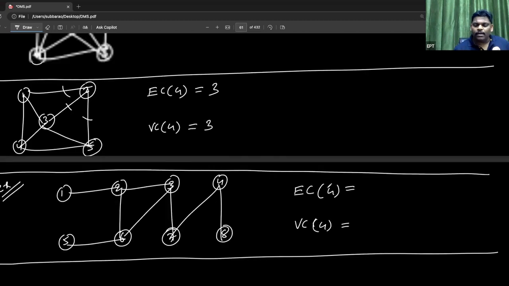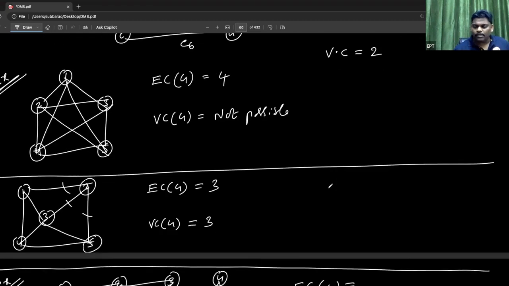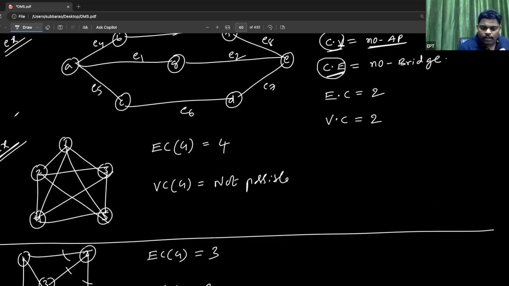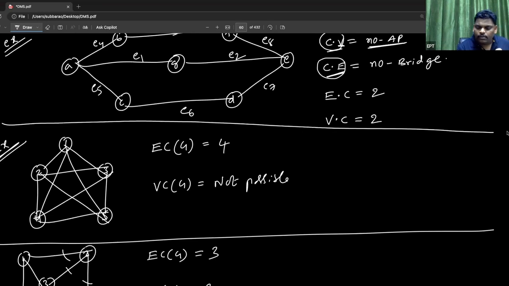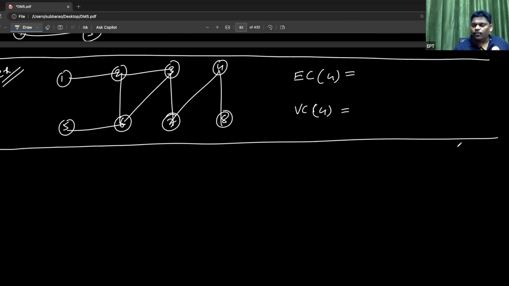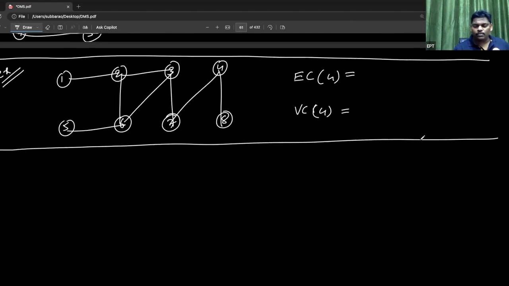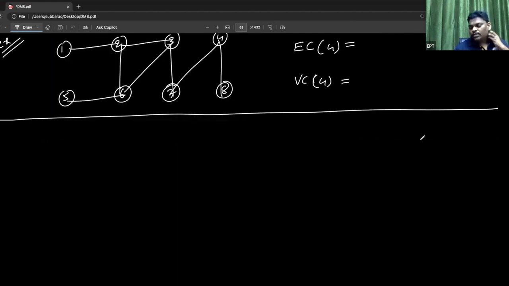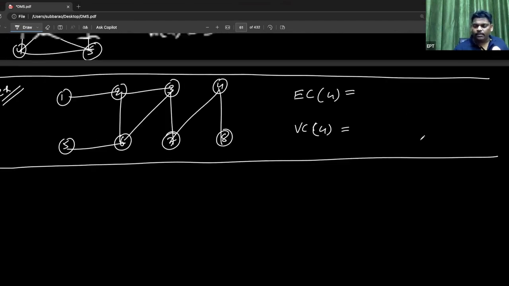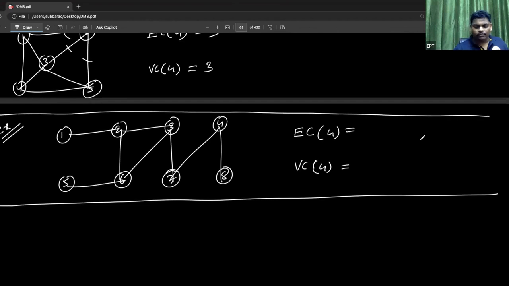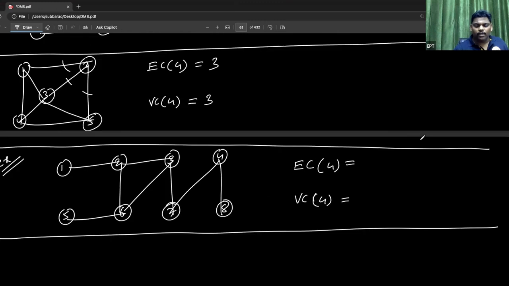Just be comfortable with the definitions. Name itself is saying: cut vertex means one vertex which is cutting, and cut edge means one edge which is cutting, right? So these are the two things which are important. Edge connectivity, vertex connectivity. Can you complete this?